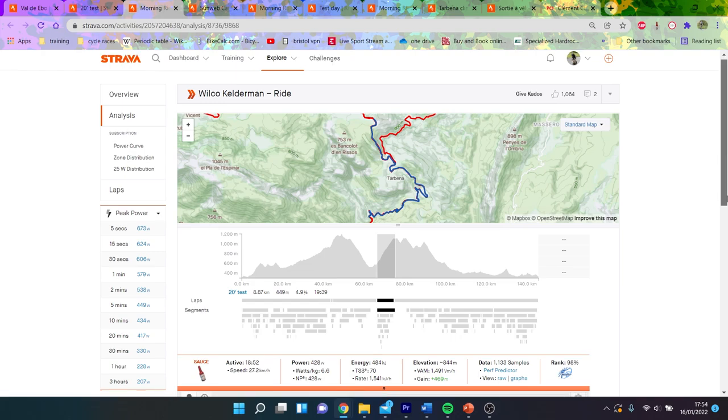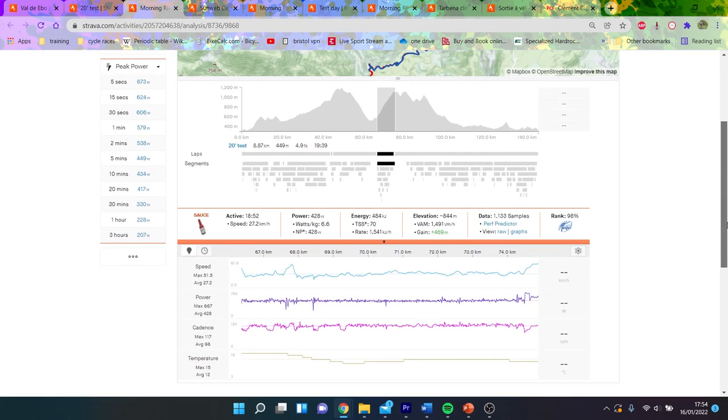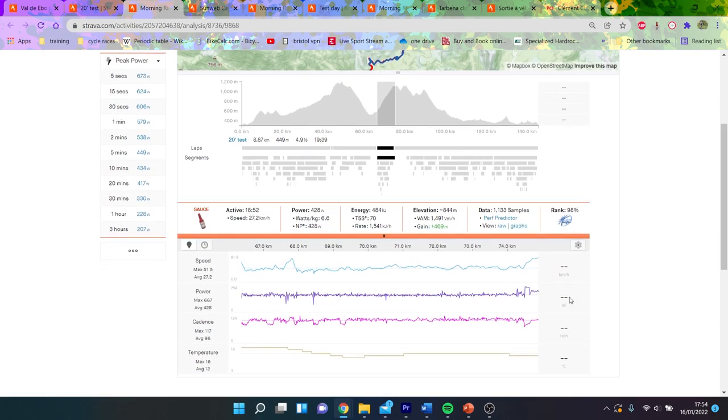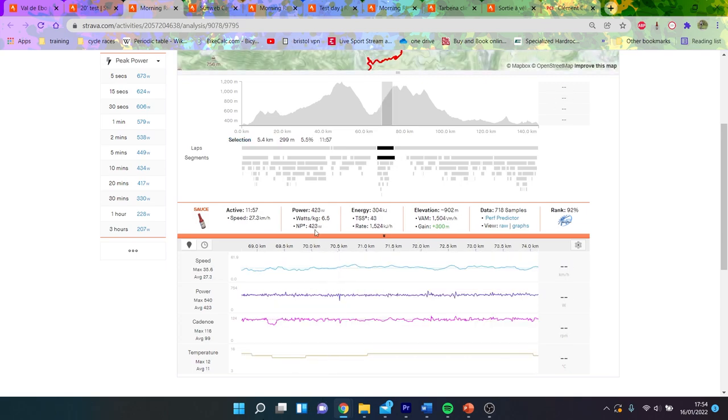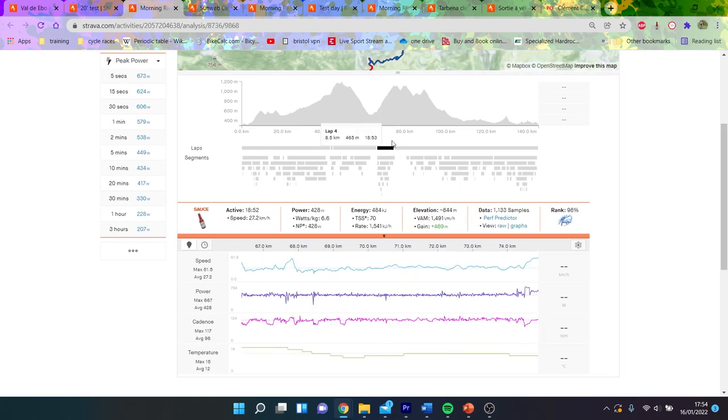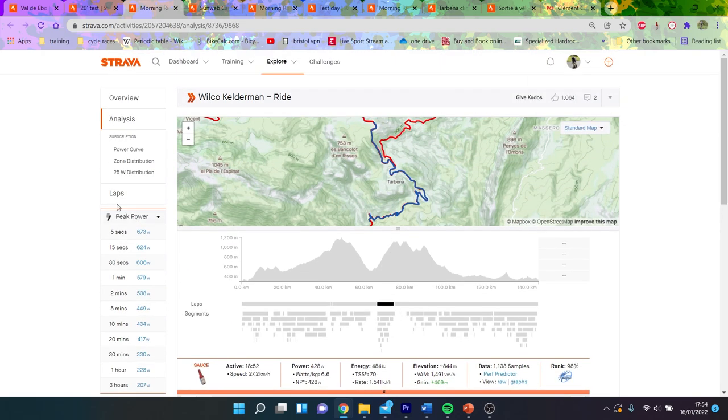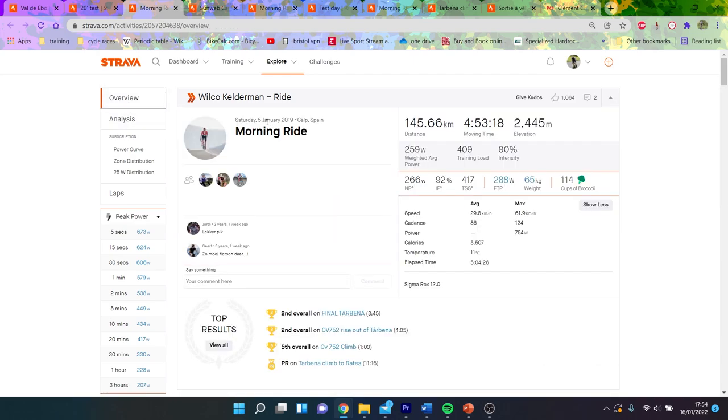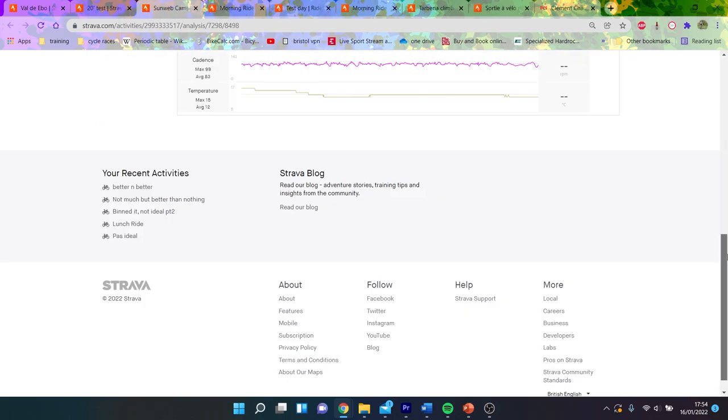But we can look at Wilco Kelderman here. He did 6.6 watts per kilo for 19 minutes, which again is like, there's this bit here. If we go more onto this part here, like 6.5. It's just crazy how strong these boys are. It really is. And this is not in their peak condition. He did this test very early in January, and still doing that. It's just bonkers.